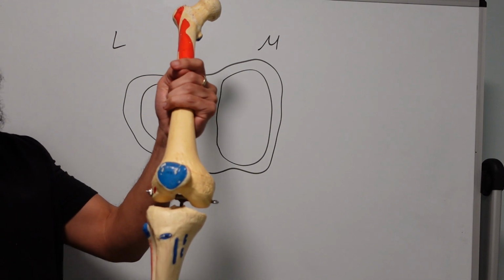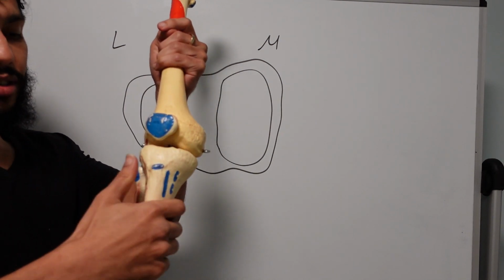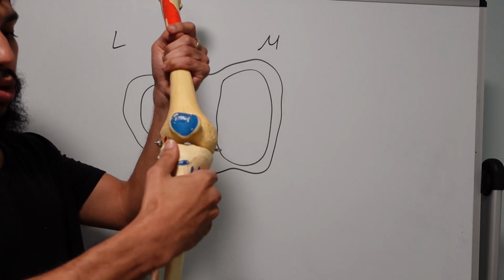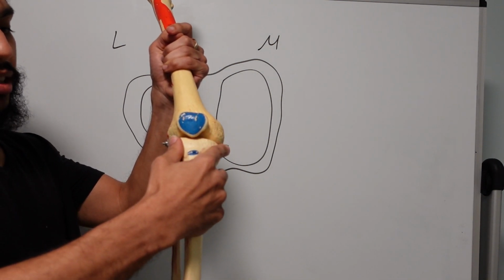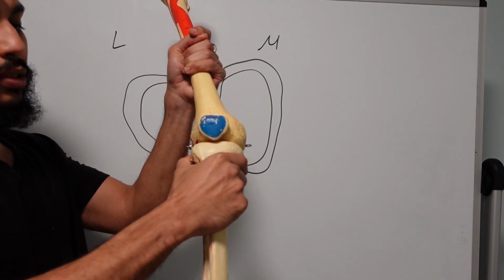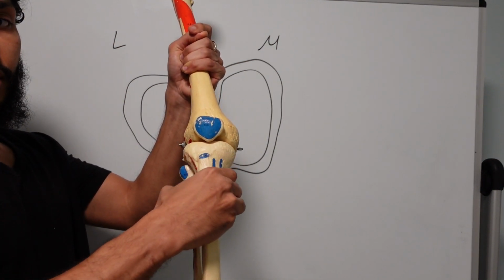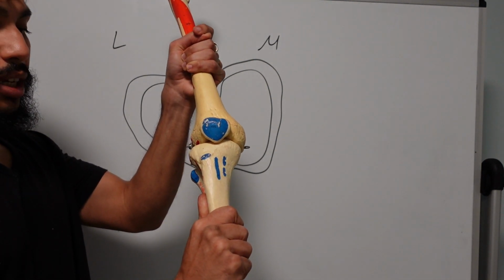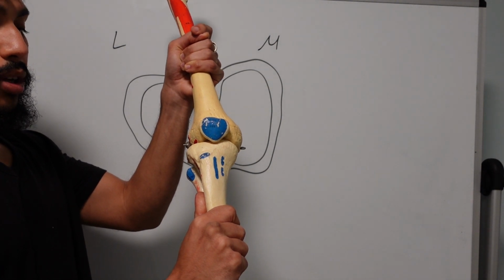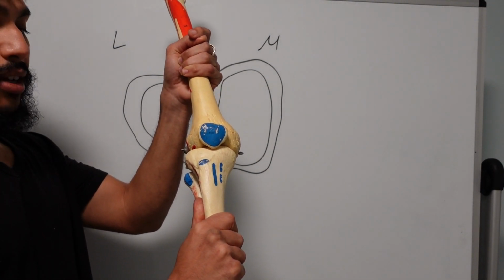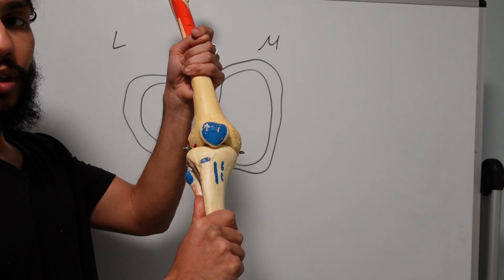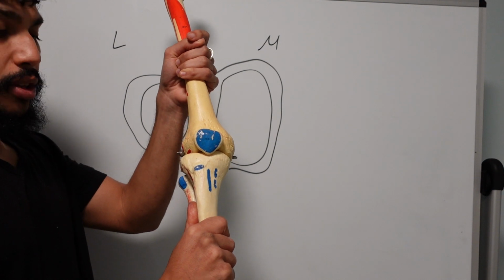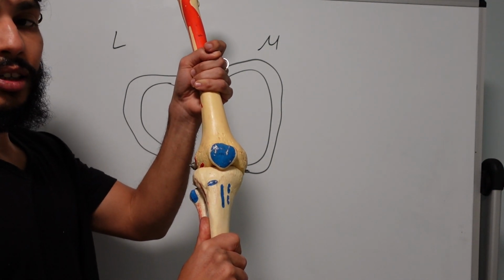Which means that as it continues to go into terminal extension, because this medial side can still move more, the medial side is going to continue to move, and the tibia is going to slightly rotate laterally, like so. Okay, and that is known as a screw home mechanism. This is what's going to lock the knee joint into its closed packed position. Closed packed position means the position where the articular surfaces are most congruent and the ligaments are taut.